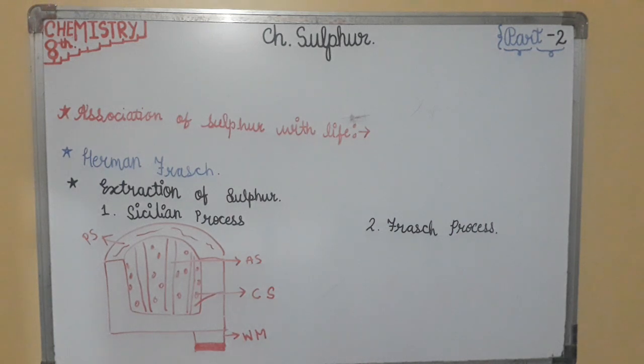Some disadvantages are there. First point, 33% sulfur is lost in burning as fuel. Second point, sulfur obtained by this process is 95% pure, so further purification is needed. The process is not continuous and a lot of labor is required in rearranging the kilns.